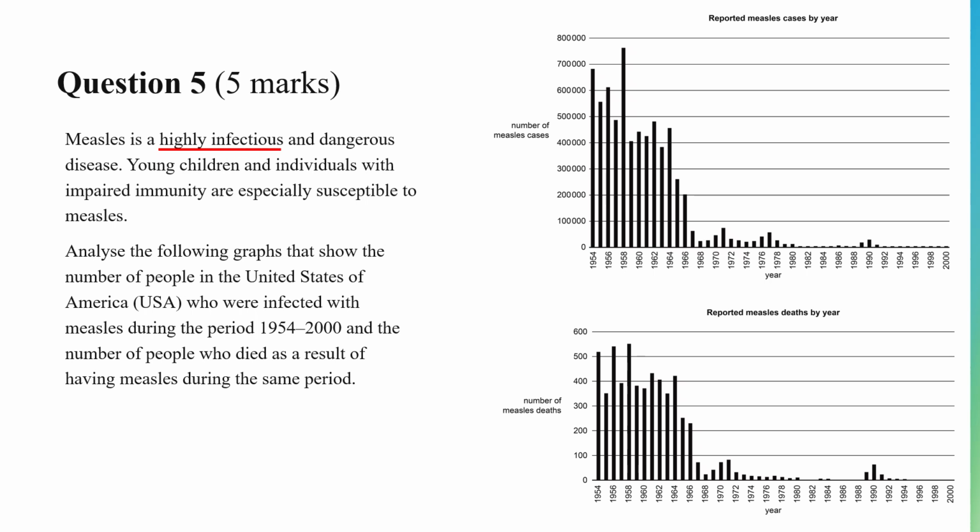Measles is a highly infectious and dangerous disease. Young children and individuals with impaired immunity are especially susceptible to measles. Analyze the following graphs that show the number of people in the United States of America, USA, who were infected with measles during the period 1954 to 2000 and the number of people who died as a result of having measles during the same period.